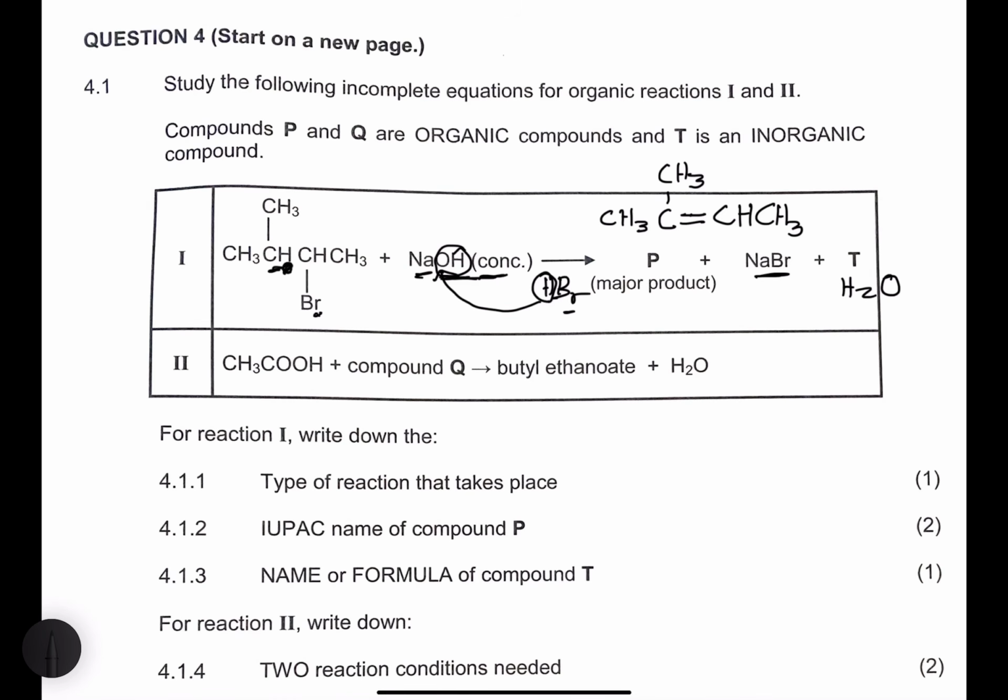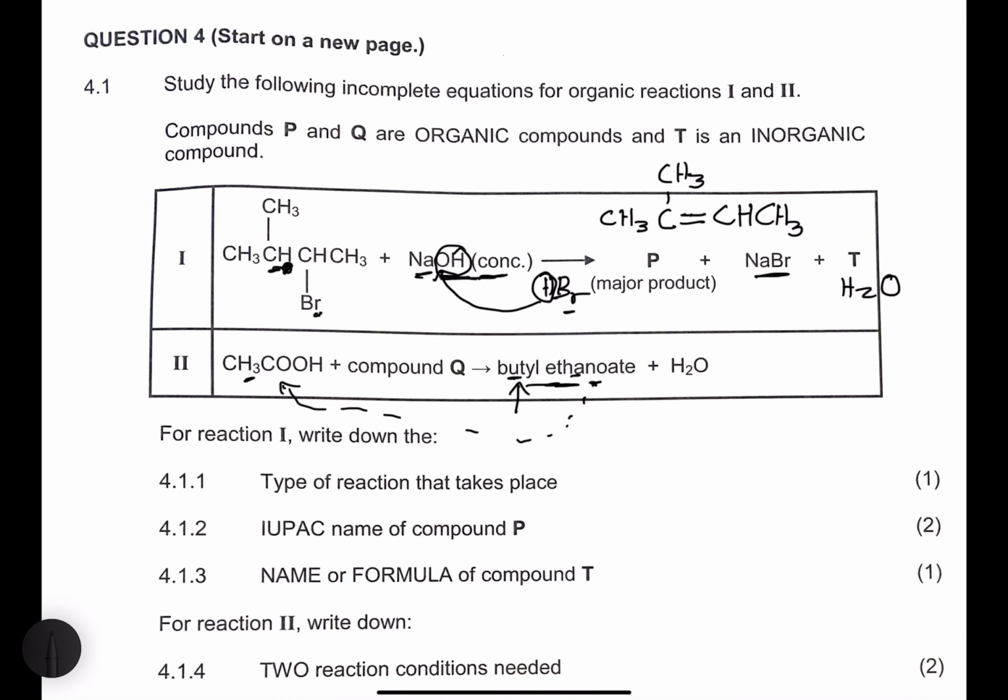Right. And when we look at reaction 2, I'm just analyzing for now, and then we'll answer the questions later. So we've got ethanoic acid reacting with compound Q to form butyl ethanoate. So that's an ester, right? Remember, in this case, you've got butyl ethanoate. In an ester, we always start naming the alcohol side first, and in this case, this would be the ethanoic acid side. So this comes from the ethanoic acid. That's ethanoic acid, that's ethanoate.